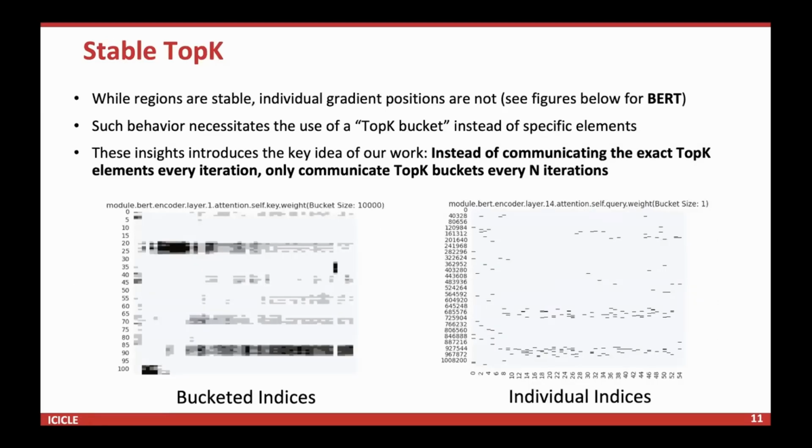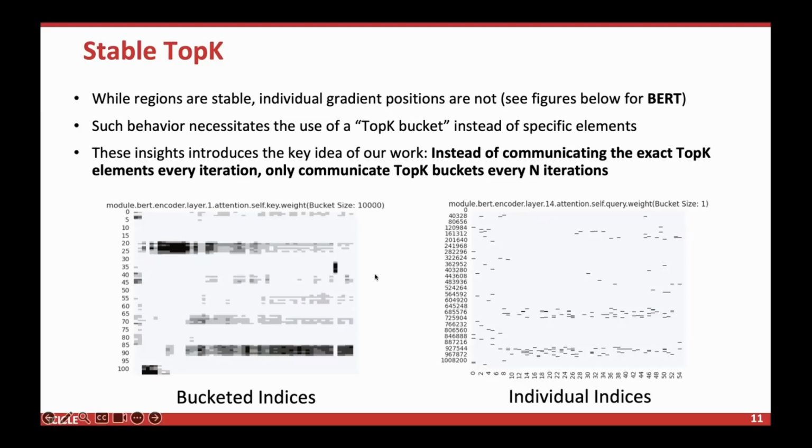So we observe that regions are stable, but the individual gradient positions are not. If you look at the two figures here, if we use a bucket size of 10,000, they're quite stable. But if we're using individual positions, it's not stable because it keeps changing, though they change within a certain range. Such behavior necessitates the use of a TopK bucket instead of specific elements. And these insights introduce the key idea of our work: instead of communicating the exact TopK elements every iteration, we only communicate TopK buckets every n iterations.